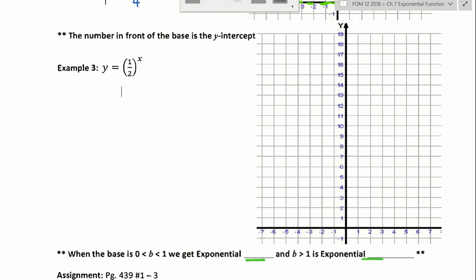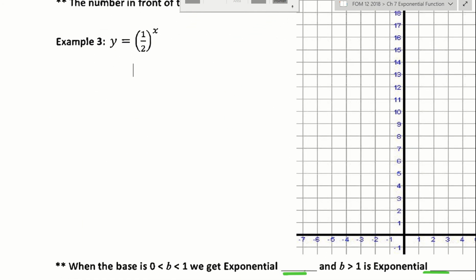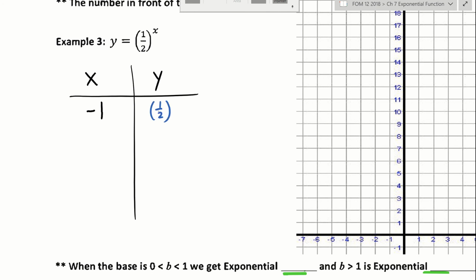Okay, now let's look at it. Let's look at this 1/2 situation. Now let's plot a few points again. Again, we're going to do x equal to -1. So when x equals -1, we are going to have 1/2 to the power of -1. Now remember, the negative exponent gives you a reciprocal, which in this case flips the fraction, and it's going to be 2 to the power 1, which is 2.